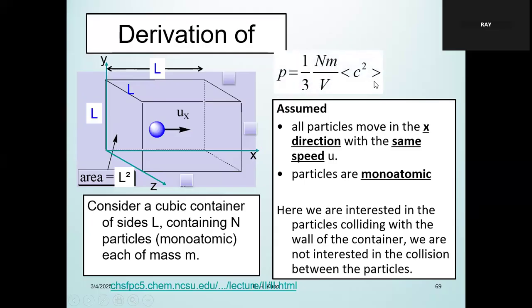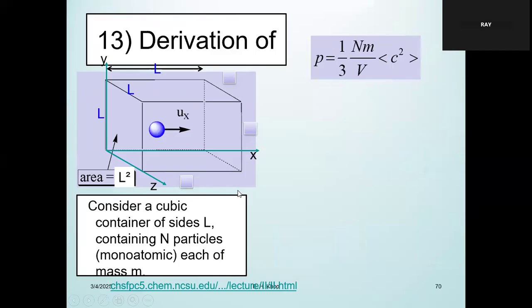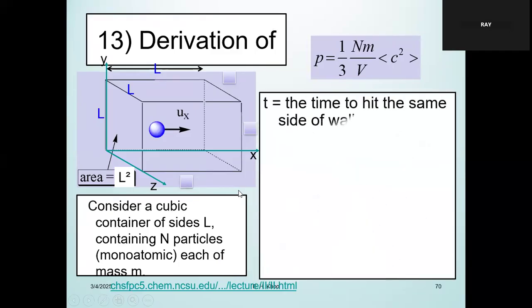Right? We're going to derive this formula. If you find this is ridiculous, you can straight away replace this u_x with u, the mean speed. T is the time to hit the same side of the wall. We are going to hit this wall, then go back to hit the other side, and then come back again. That is the time. L is the side of the cube.